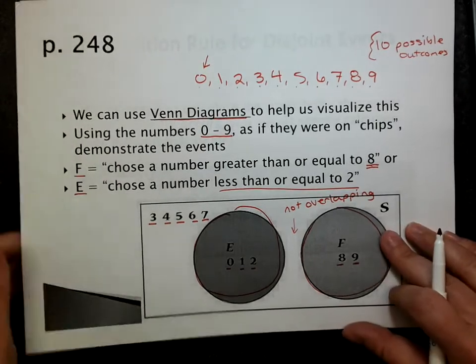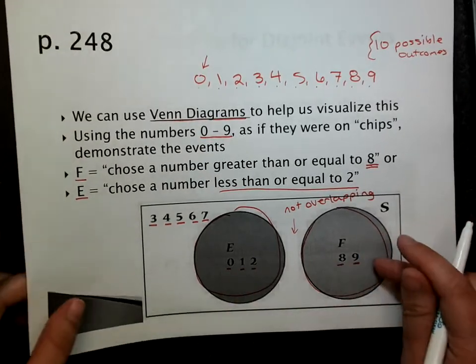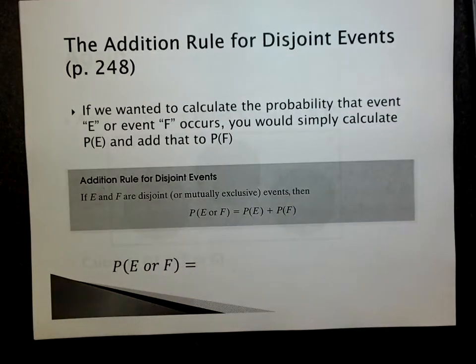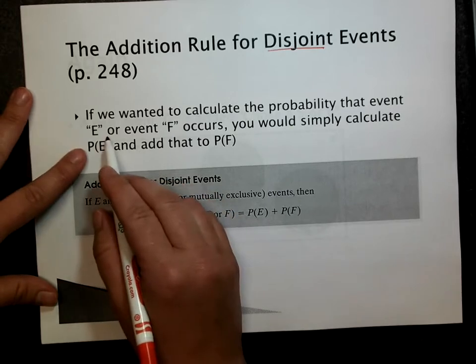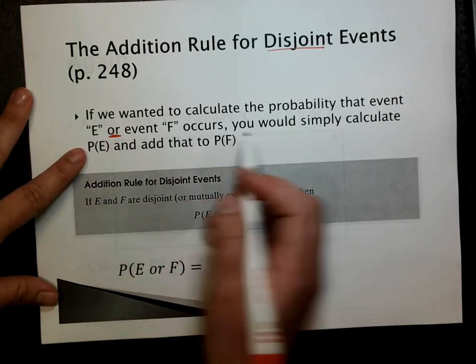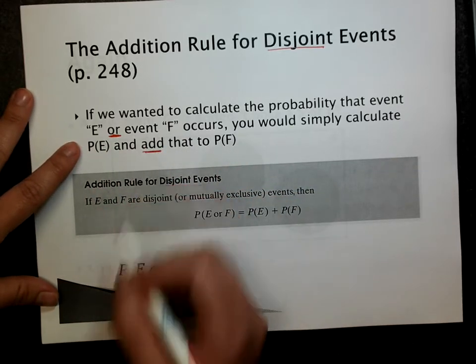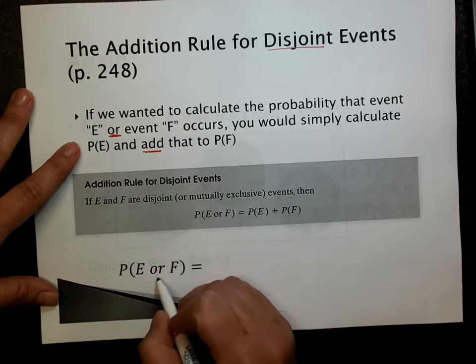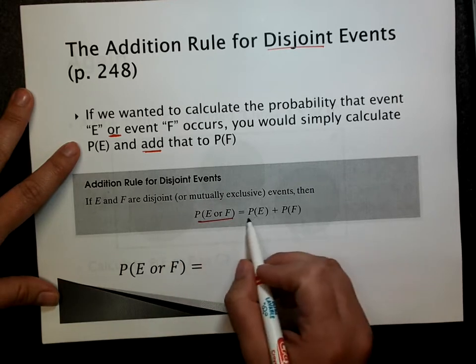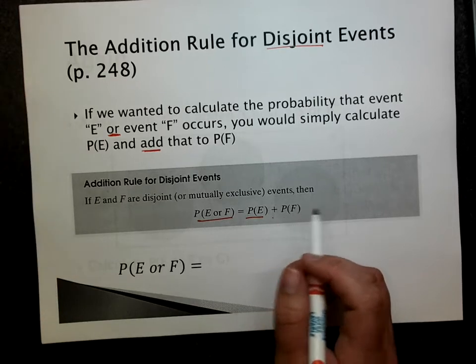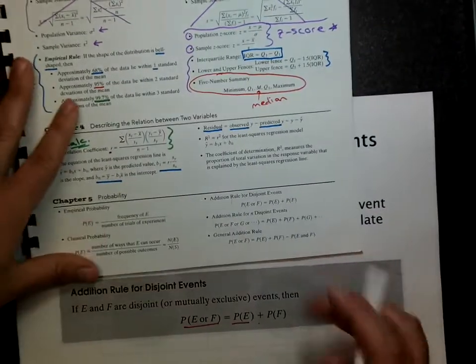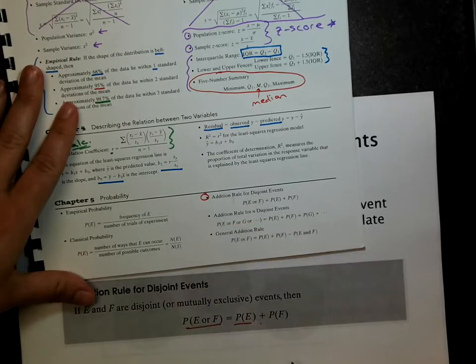Alright, so events E and F are considered disjoint. So we have what's called the addition rule for events that are disjoint. If we have disjoint events, the probability that event E or event F occurs, you would just add their probabilities together. So the probability of E or F, this is from your book, is the probability of E plus the probability of F. And that exact thing is on your formula chart, addition rule for disjoint events.